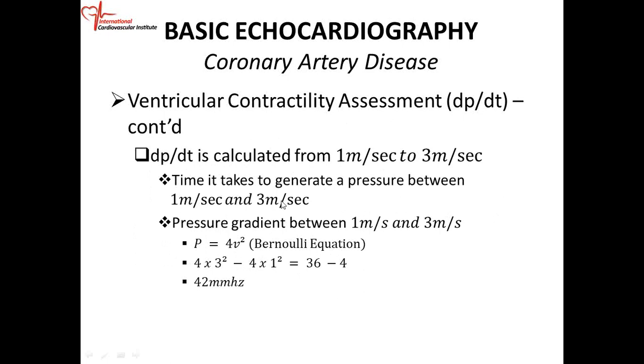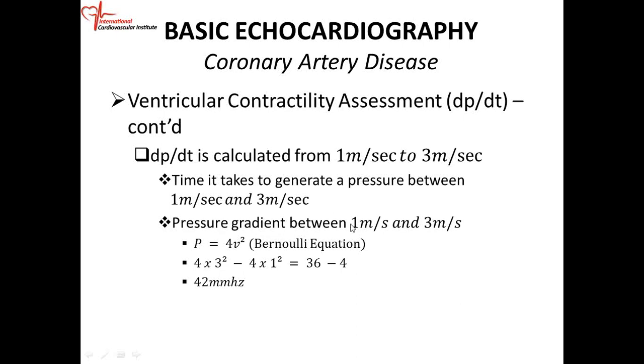So when you look at your vertical axis, you're going to see the velocity, and on the horizontal axis is your time. Remember, you're looking at just the mitral regurgitation. I'm going to show you how it's done, but the period that you want to look at is the 1 meter per second and the 3 meter per second, and you want to see what time it takes to generate a pressure between the 1 meter and the 3 meter per second. You can do some calculation.